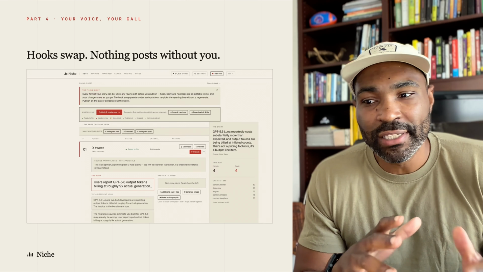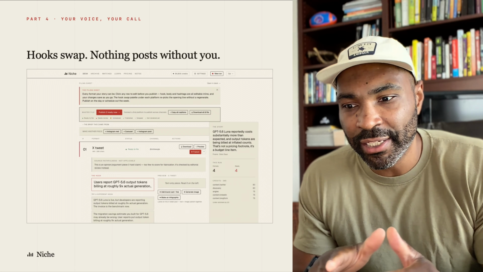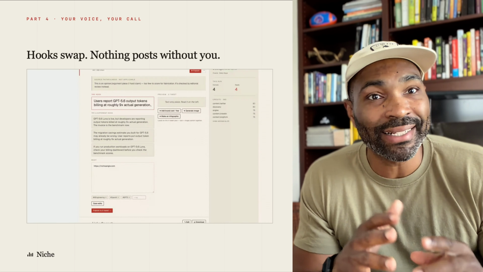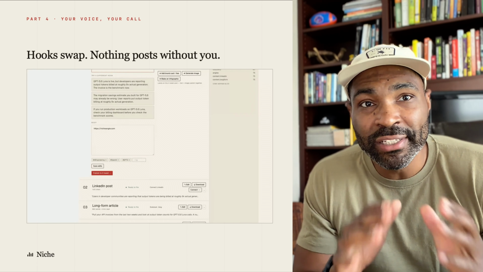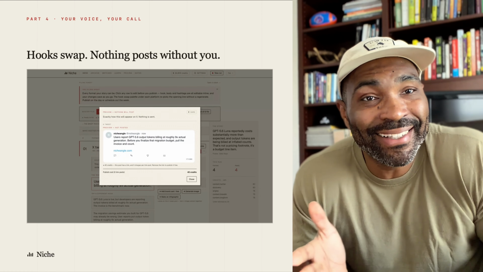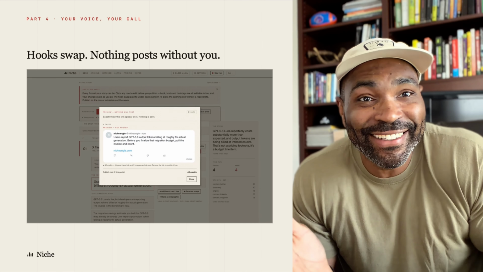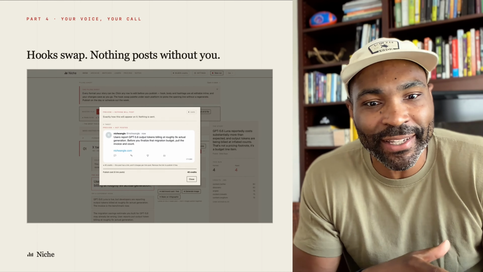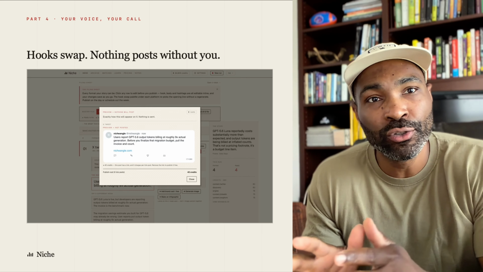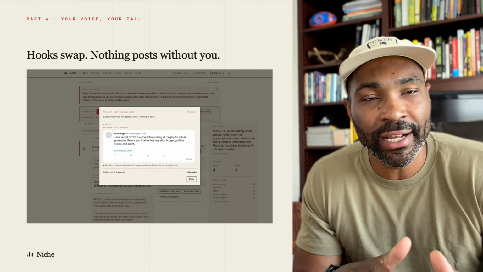So what you'll continue to notice, right? This is the filing sheet again. Watch the hook swap. That's the important part. It's the same piece of content, but there's a different opening line for each one. That's because they're different platforms, right? They have different contracts. They expect different things. And one thing I'll give you guys, if you decide to use Niche, there's a bit of an Easter egg in here.